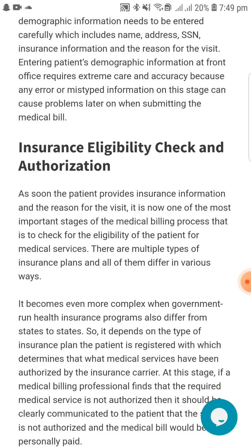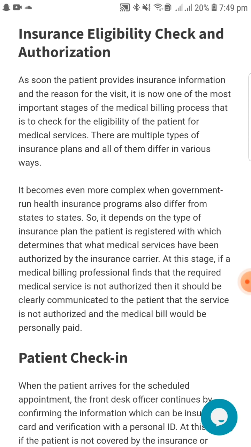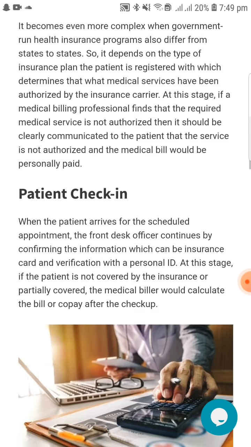by the insurance carrier. At this stage, if a medical billing professional finds that the required medical service is not authorized, then it should be clearly communicated to the patient that the service is not authorized and the medical bill would be personally paid.